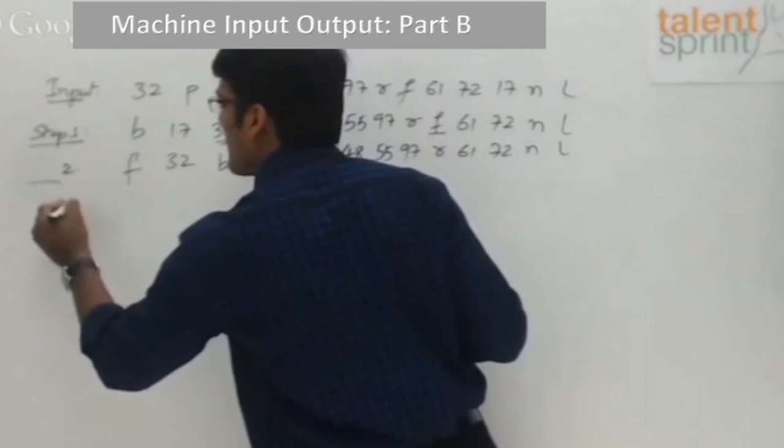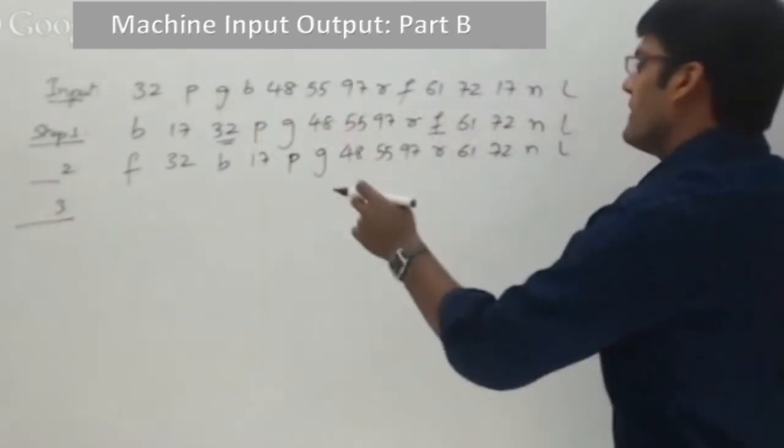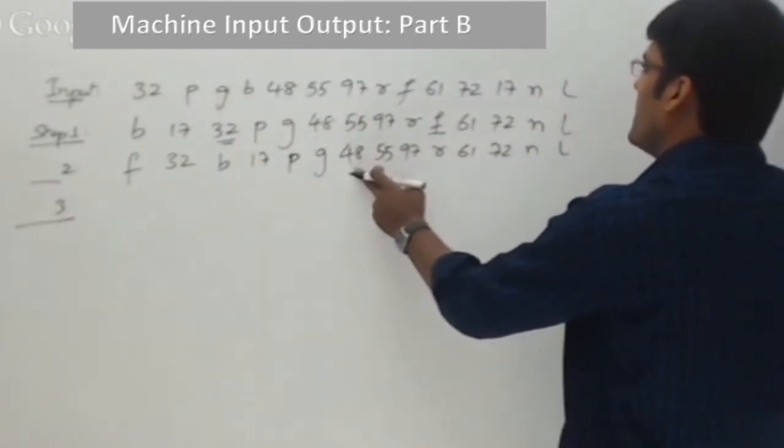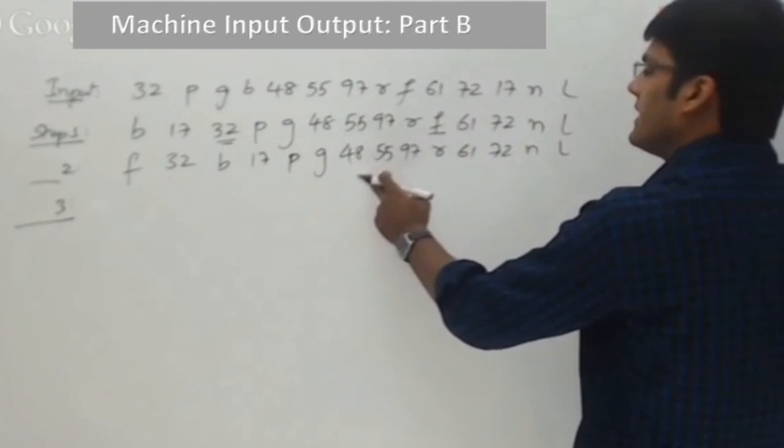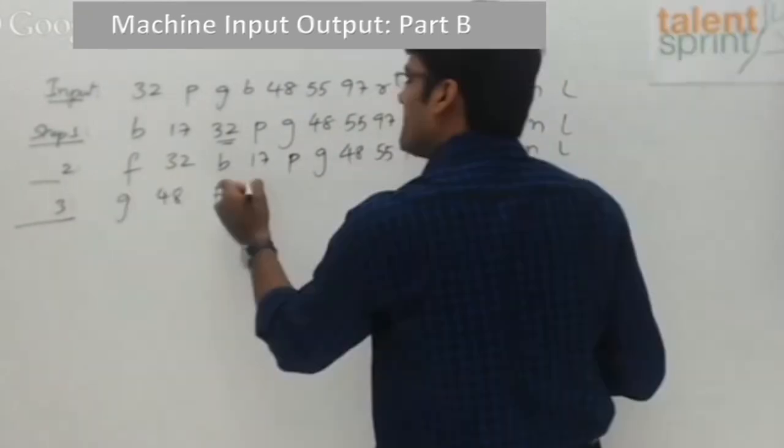Likewise, just continue. What happens in step 3? What comes before F and 32? Number will be 48, and what will be the letter? I think G. So G and 48. So G 48, then F 32, B 17 are fixed. Copy the remaining things. So P, G and 48 have gone. 55, 97, R, 61, 72, N, L.